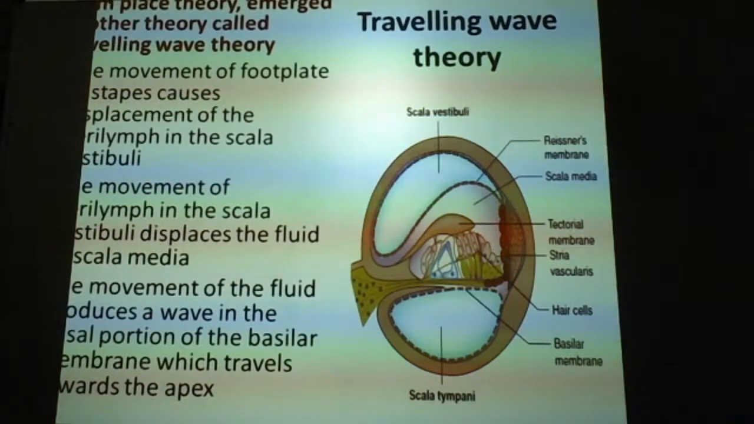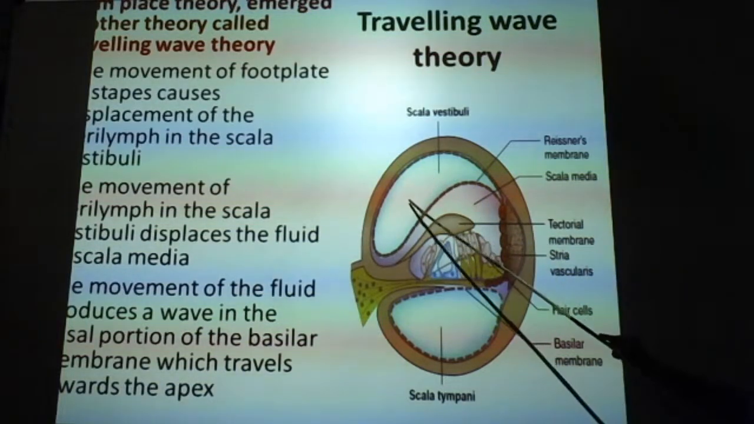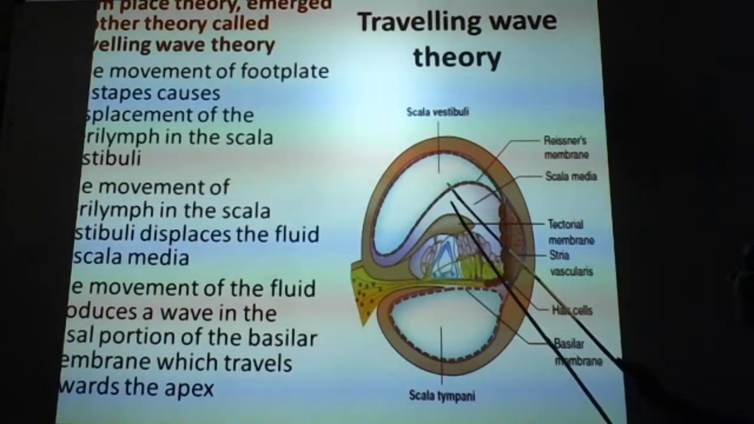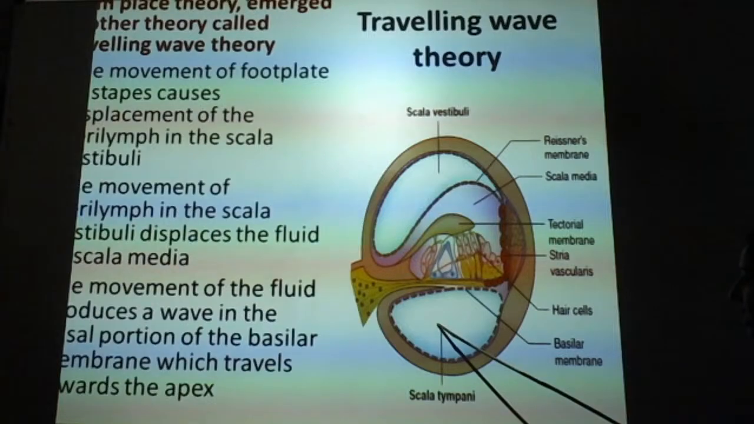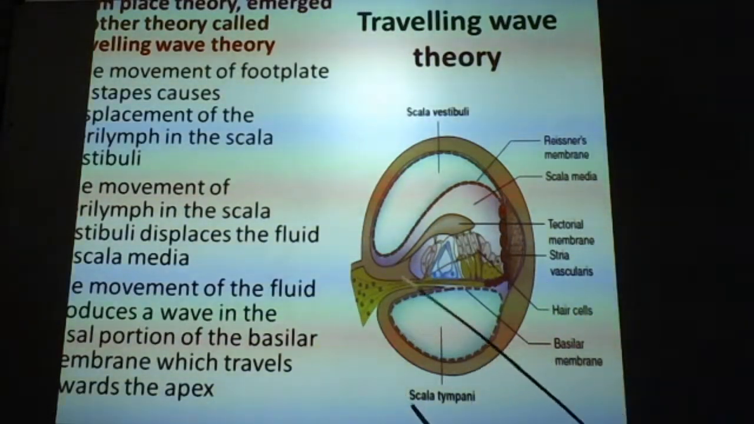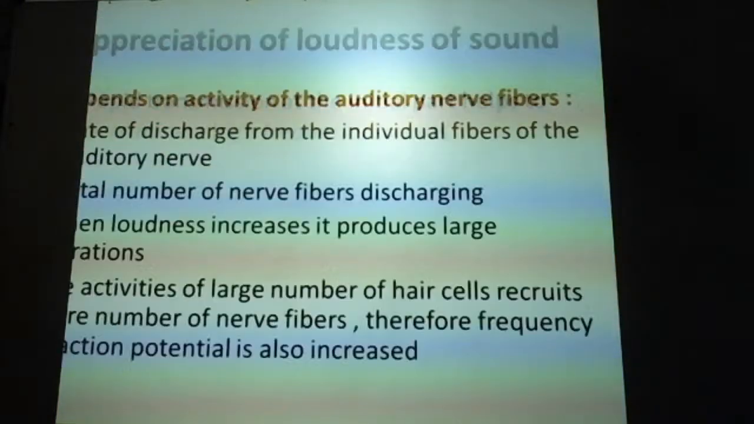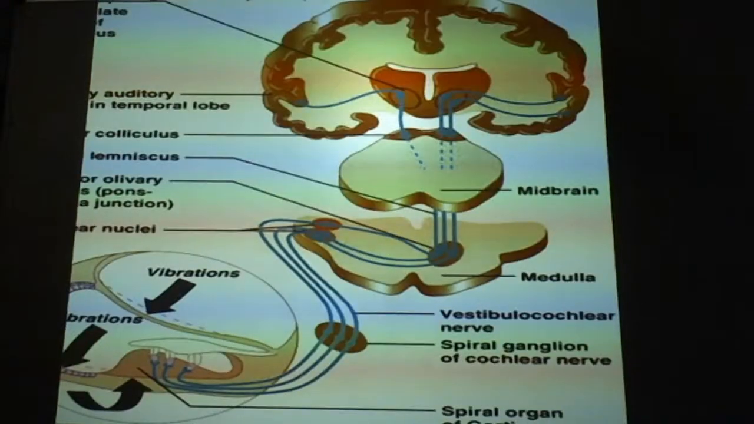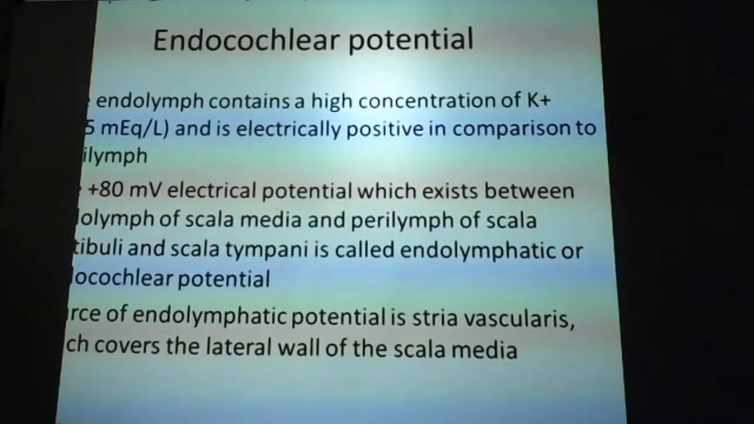See here, the endolymph is the fluid present in the scala media. This fluid is rich in potassium and is called endolymphatic fluid. It has a high concentration of potassium and is electrically positive when compared to the perilymph, which is outside, in the scala vestibuli and scala tympani.